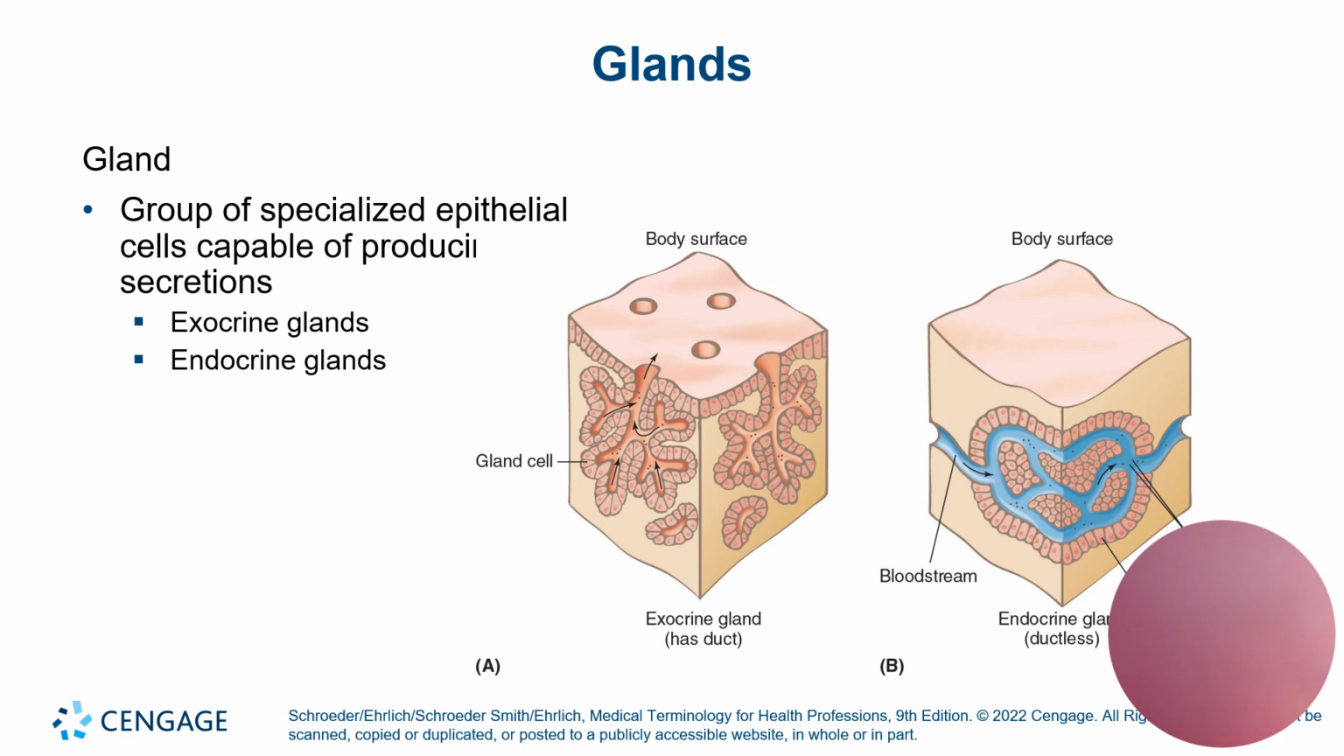The glands. Once again, these are groups of specialized epithelial cells that are capable of producing secretions. A secretion is a substance that's produced by a gland. We have exocrine glands, which secrete chemical substances into ducts that lead either to other organs or out of the body. And we have endocrine glands, which produce hormones. They don't have ducts. The word root aden means gland.